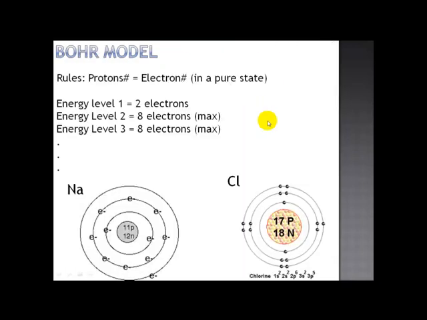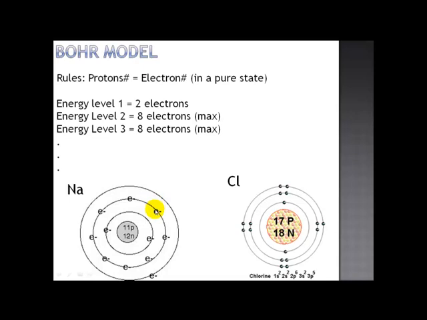The Bohr model is a model we're going to use a lot in class. The Bohr model has some rules you have to follow. The first thing you want to notice is that proton number is equal to electron number, and we're pretending atoms are in a pure state. Then you have energy levels that represent where the electrons go. Your first energy level is just represented as a circle around the nucleus, which you can see here, and it can hold only 2 electrons max.